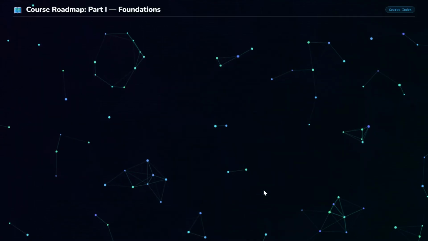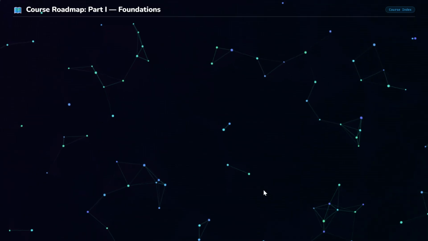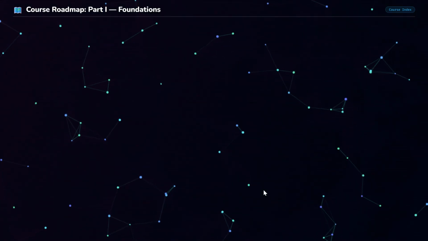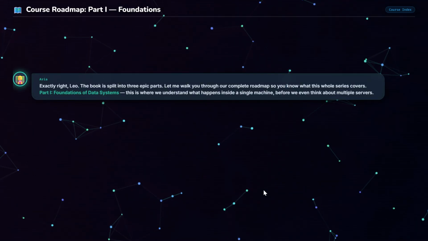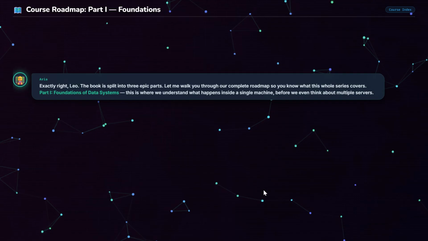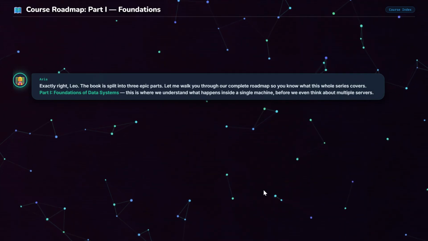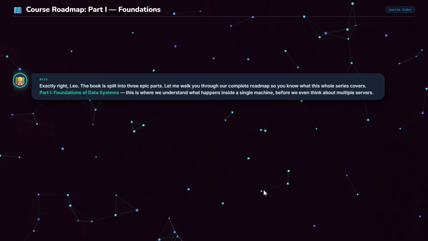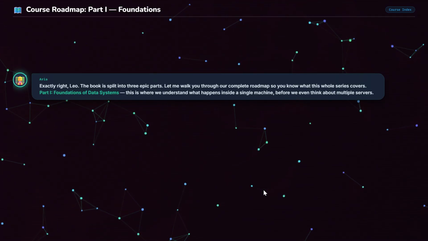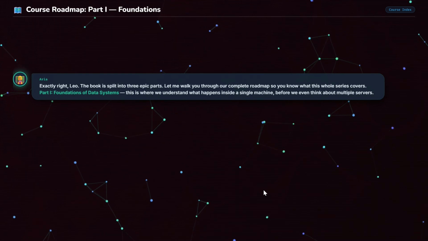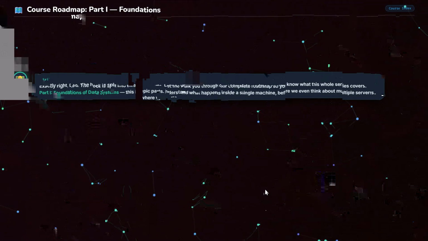Let us look at the complete roadmap for our entire series. The book divides into 3 epic parts. Exactly right. The book is split into 3 major parts. Let me walk you through our complete series roadmap so you always know where you are in the journey. Part 1 is called Foundations of Data Systems. This is where we understand what happens inside a single machine, before we even think about distributing anything across multiple servers.